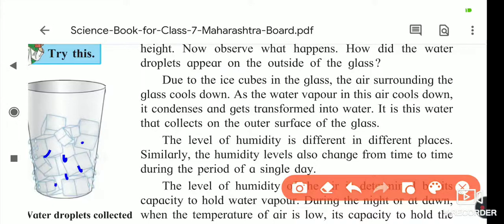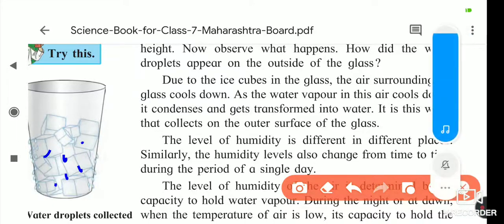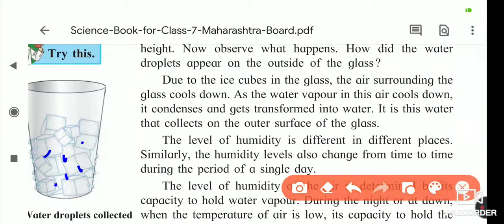You know the condensation process, no? The vapors are converted into water again. This process is called condensation. It is this water that collects on the outer surface of the glass. We are not pouring water or putting water drops on it. These water drops are nothing but the condensation of water vapors from the air, and due to this we see these drops of water.